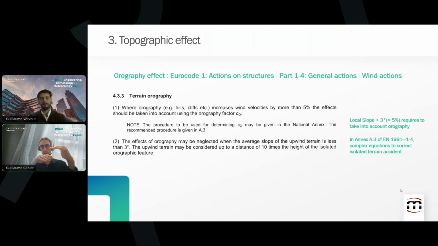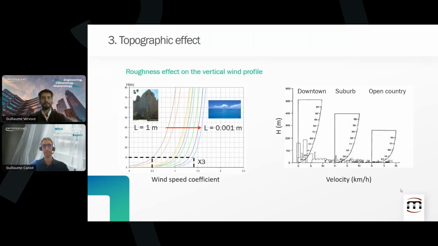you should take into consideration up to 10 times this height, so 100 meters around. It will affect the project. So remember these two numbers: 5% slope, you need to take orography into consideration, and 10 times the height of the obstacles. Okay, this was for orography.